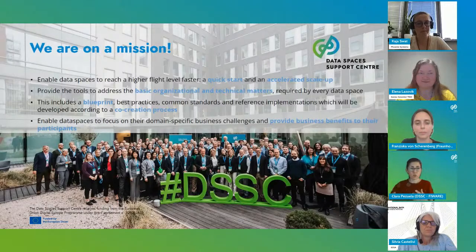So then the mission of the Data Space Support Center is to support these data spaces, providing guidelines, tools, any kind of mechanisms in co-creation process with them, in order to allow these data spaces to be focused on providing benefits, social or businesses, to their participants, instead of being aware of how to create or how to deploy a data space.